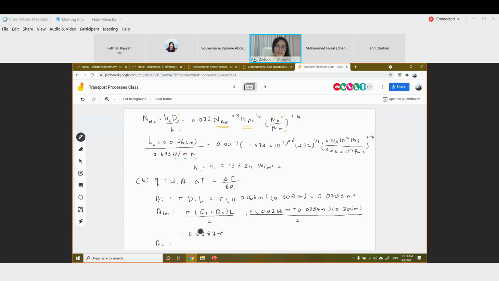Okay, so for the outside area, which is basically also the area for a cylinder, the formula is the same as the first one, except that it uses the outside diameter. So pi, the outside diameter is 0.0334 meters, times the length. So you will get 0.0320 meters squared. Okay, so we have all the three areas.